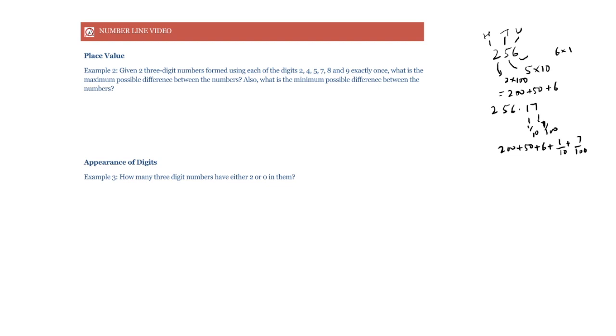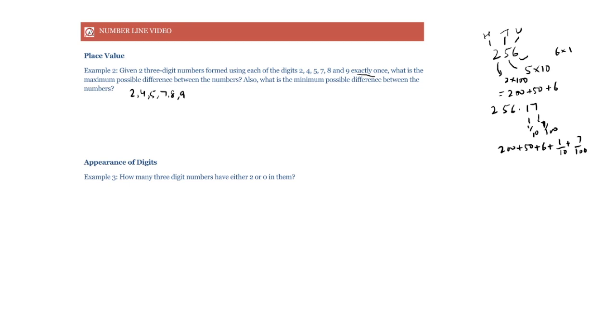Say, given two 3-digit numbers formed using each of the digits 2, 4, 5, 7, 8 and 9 exactly once. So we cannot use a digit twice. Each digit is used exactly once. We have to make two 3-digit numbers, and we have 6 digits over here. So that makes sense: 2, 4, 5, 7, 8, and 9. What is the maximum possible difference between the numbers?